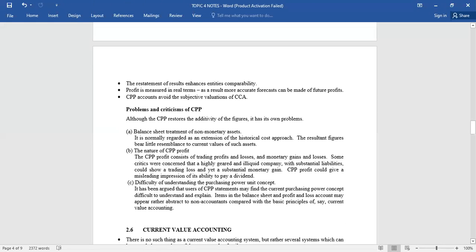One is the balance sheet treatment for non-monetary assets, and we've seen it's normally regarded as an extension of historical cost, because we are still going back to the historical cost of the non-current assets. So our resulting figure will have more or less the same semblance to the current values of such assets. It doesn't make a lot of sense.